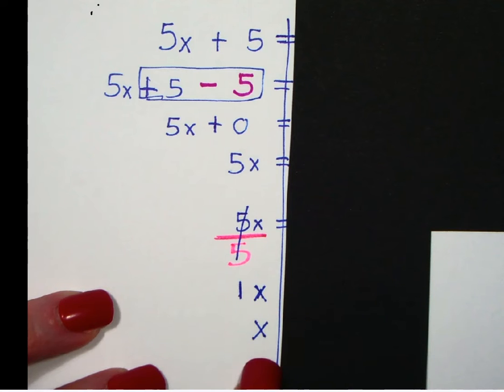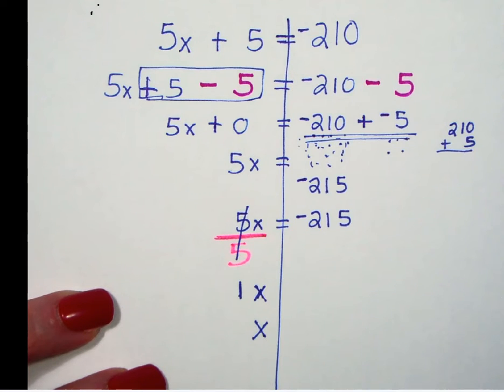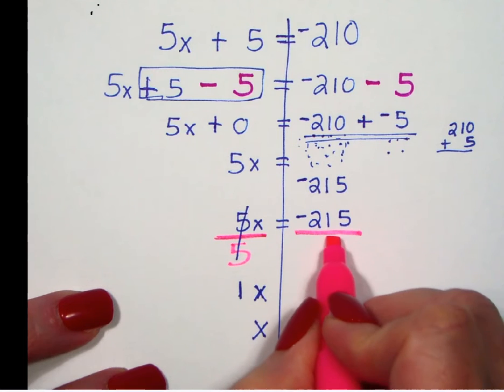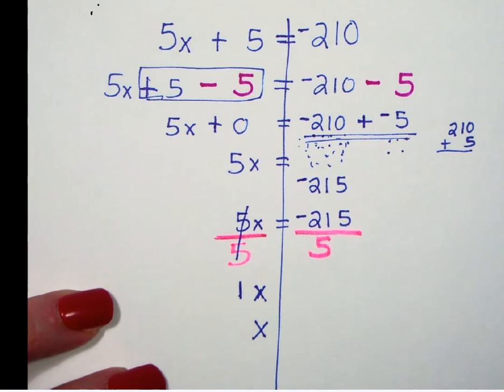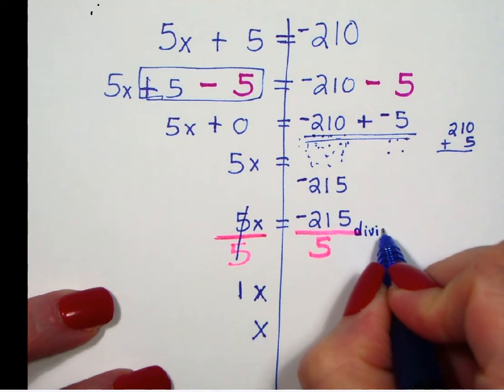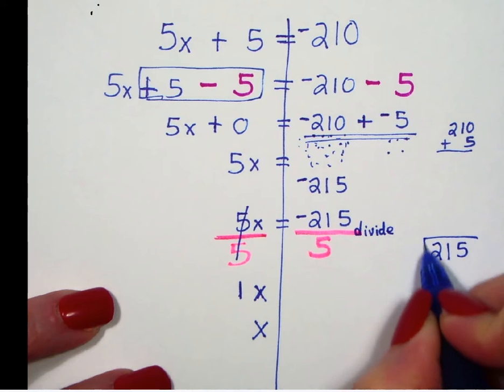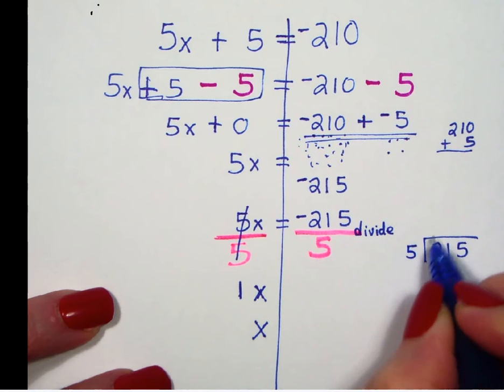Anything times 1 is itself. So if you divide by 5 on this side, we must divide by 5 on the right side. Whatever you do to one side, you do to the other. Now remember, this line means to divide. Top in, bottom out. 215 divided by 5.